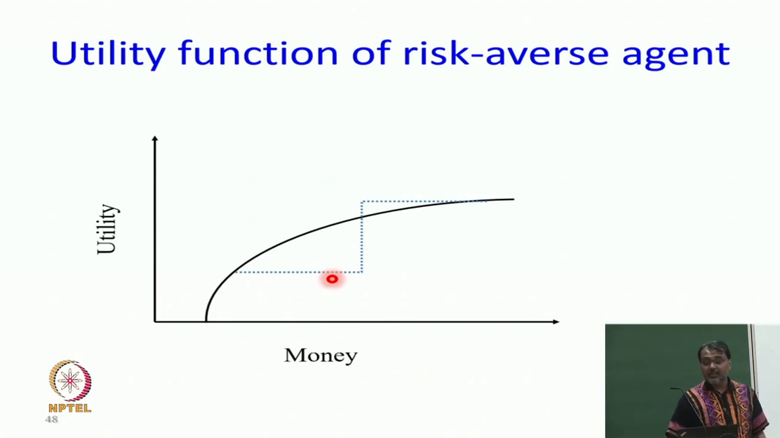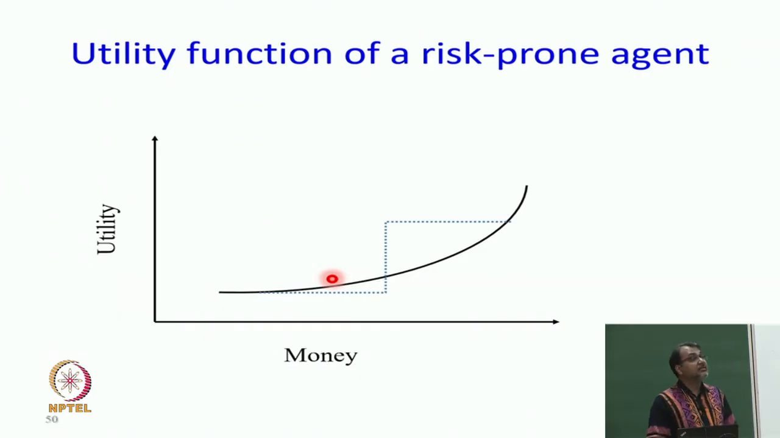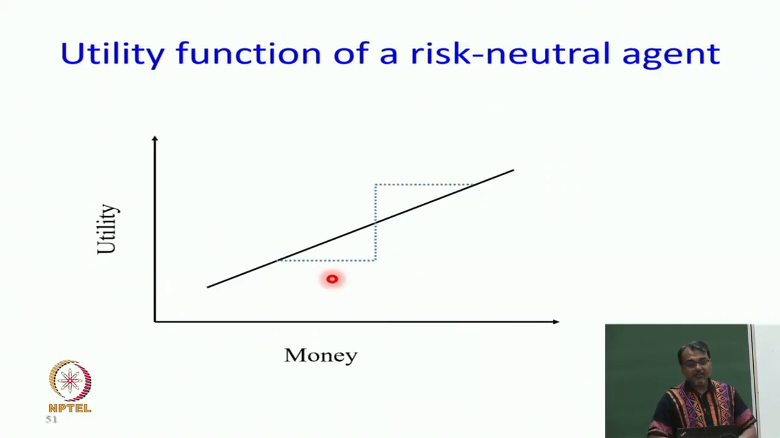On the other hand, the utility function for a risk prone agent will look something like this. It will say that the 10th million is much more important than the first million, right, and there may be some situations where people who show risky behavior will probably be following this kind of utility function. And of course, if you are neither risk averse nor risk prone, you will be risk neutral, and then expected value will be the same as expected utility.